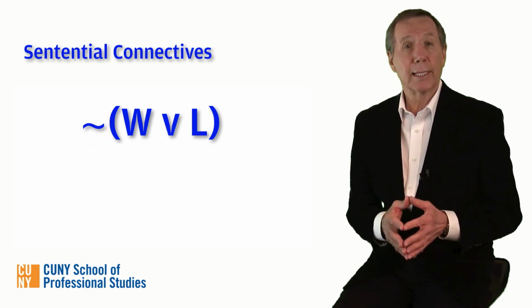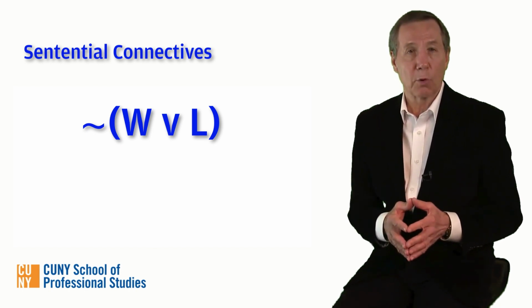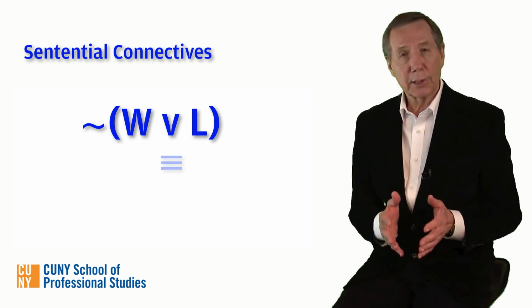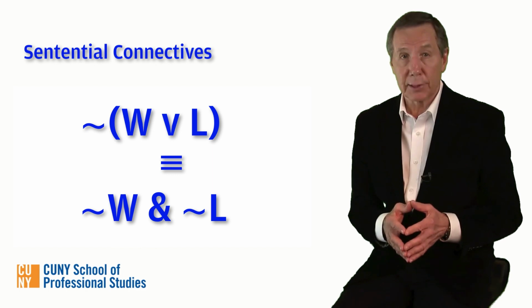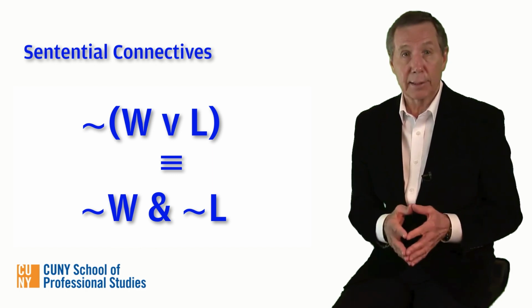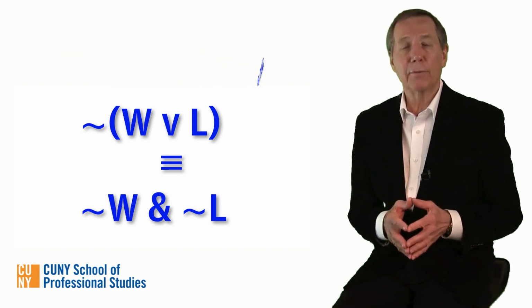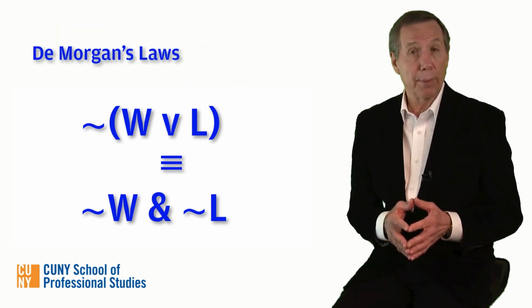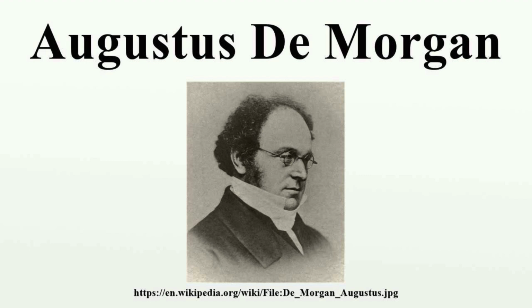As an aside, the negation of a disjunction, as in "it's not the case that either W or L," is logically equivalent to the conjunction of two negations, as in tilde W ampersand tilde L. We obtain this by an application of one of DeMorgan's laws, which are a pair of transformational rules that are both valid rules of inference. They're named after Augustus DeMorgan, the great 19th century British mathematician.